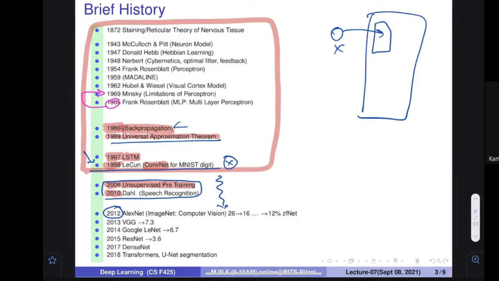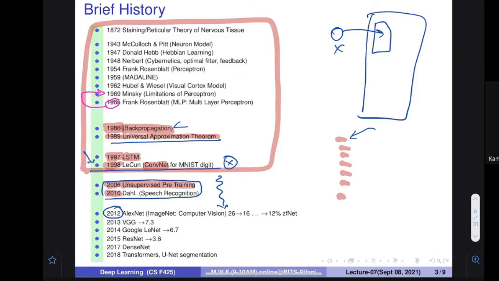Then suddenly, a group collected a lot of data from the internet, and they used community services, sending the data to the community, and from them they had the images marked. From the internet they collected a lot of images. On those images they asked the community: can you tell me what is there in the images?